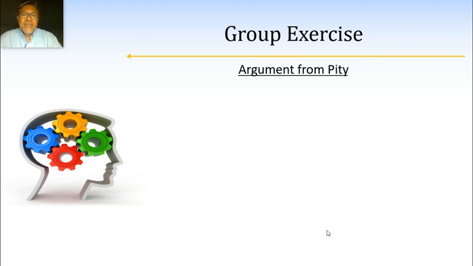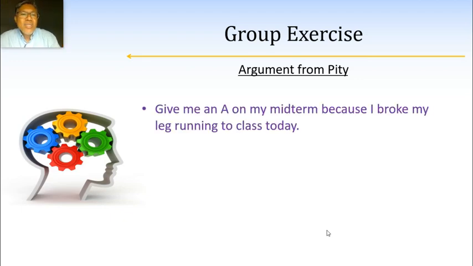Argument from pity. Remember, you're trying to get the person you're speaking to to feel pity. If you get them to feel pity for the same things you feel pity for, then you have a better chance of moving them towards your side of the issue. "Give me an A on my midterm because I broke my leg running to class today." Okay, good. So you're trying to elicit a sense of pity from your teacher.